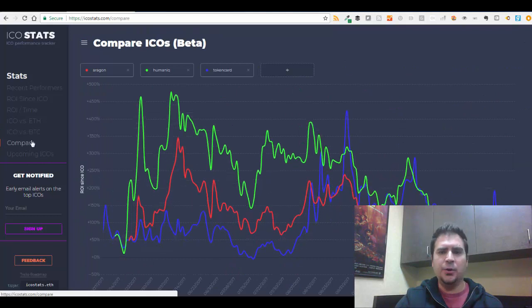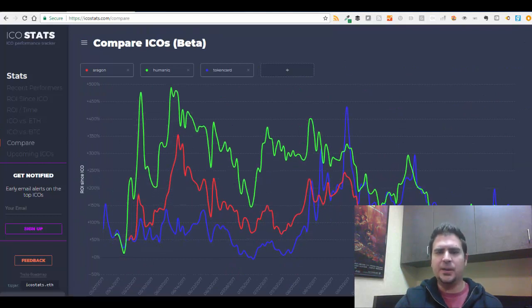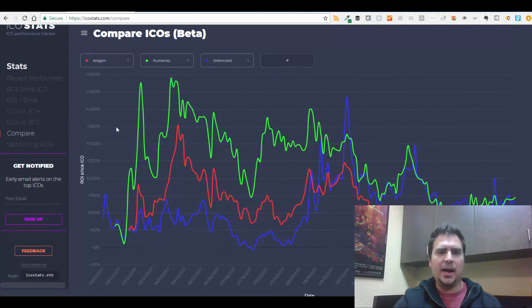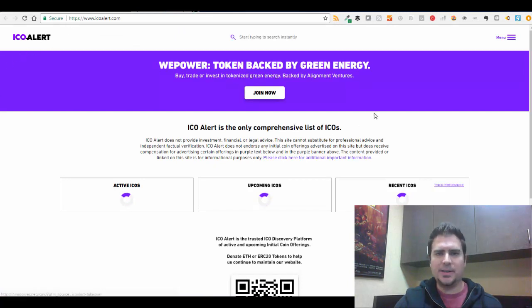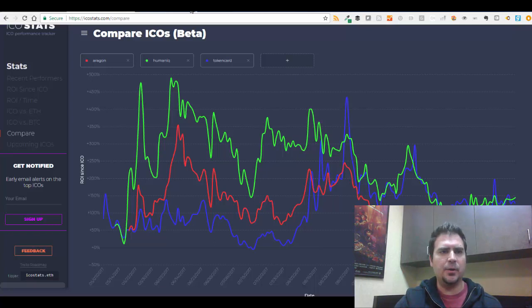And then lastly, you can compare different ICOs' performance over time, right? So here's 3 ICOs, Token Card, Humanique, and Argon, and this shows the performance over time, which I think is very helpful as well. And then lastly, upcoming ICOs, they don't really have anything for it, but it goes to ICOalert.com. You can check out ICOalert.com for upcoming ICOs that you want to invest in.